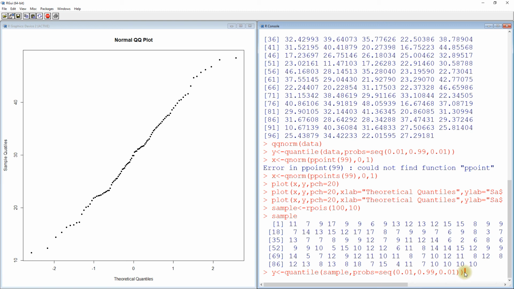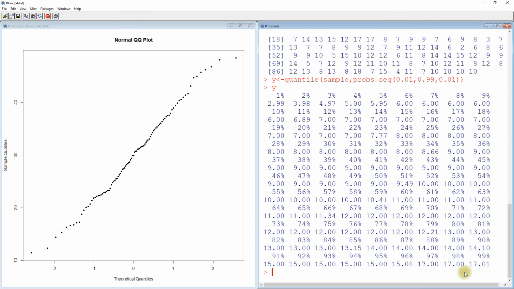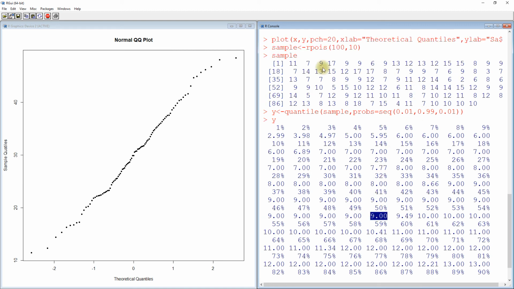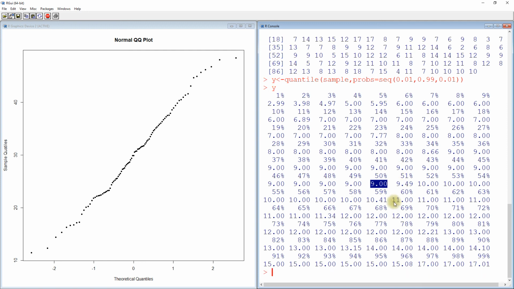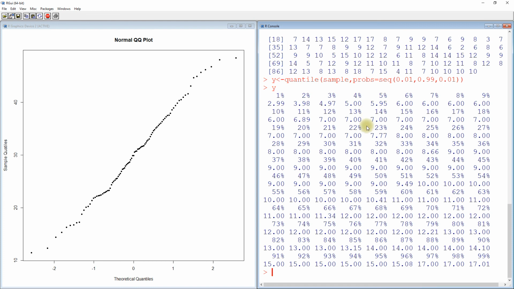Okay. Now, this is our theoretical quantile. So if we type our theoretical quantile, the first quantile is 2. The 1% quantile is 2.99. That is the first percentile. The median is 9 in this data, and it goes on like that. Now, we assume that this is the data, and we've obtained the quantiles from the data. Our next step is to generate quantiles from a theoretical Poisson distribution.